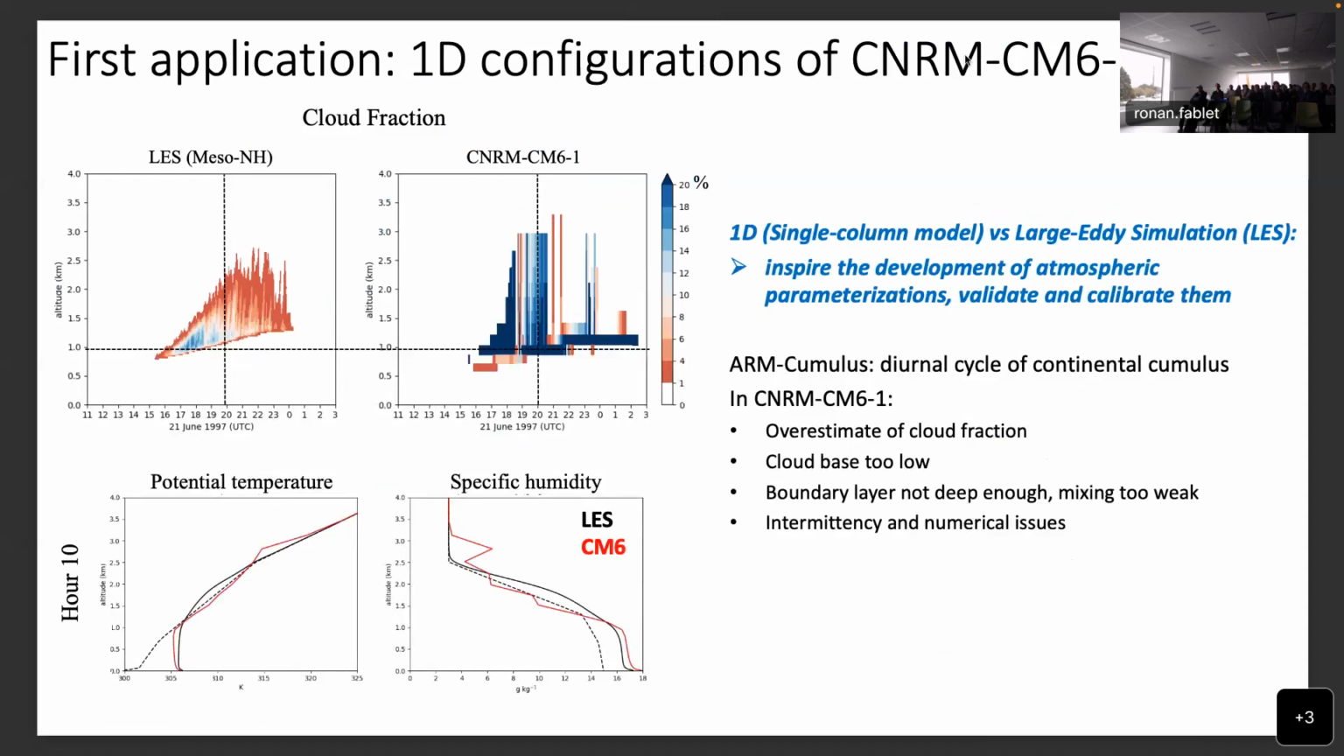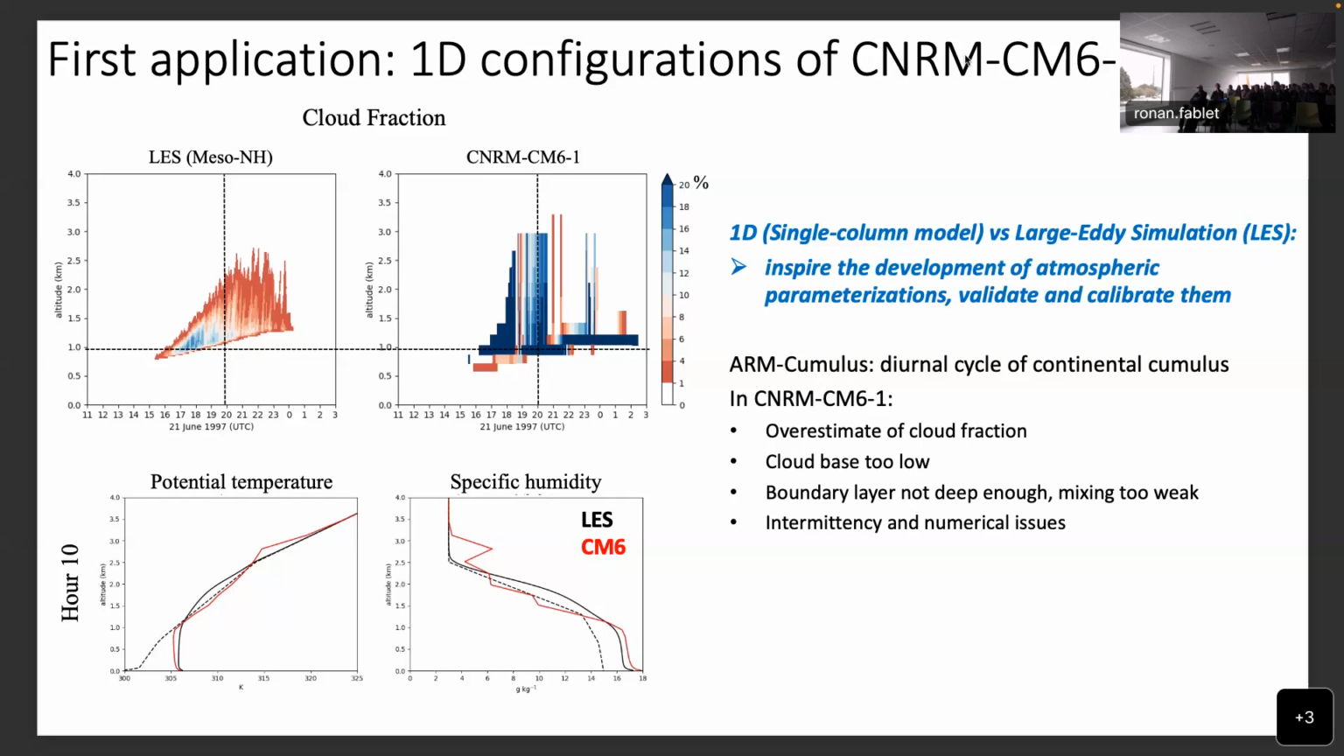So the first application I will show you is using what we call the 1D configuration of the model, or single column model configuration. Why do we do that? It's because when we develop parameterizations, we like to have references with as much data as possible. Large eddy simulations, which explicitly resolve the process that we want to parameterize, are really interesting for that because they inspire the development of atmospheric parameterizations. They help to validate the developments that we do, and of course to calibrate them.